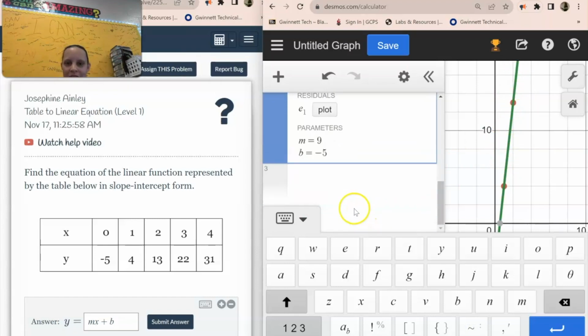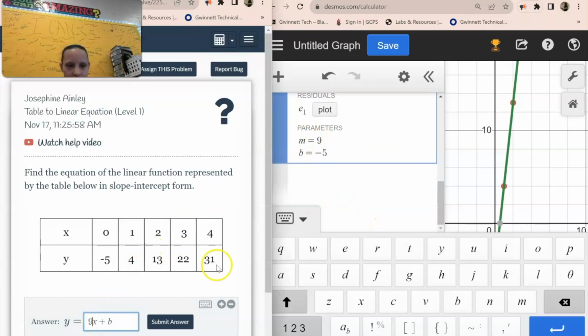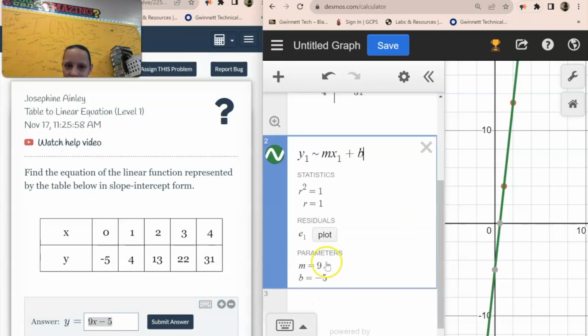All right, so my answers are m is 9. So I come to where m is and I put 9. And I go to where b is and put -5. I don't stop there. No. I'm going to make sure that I'm right because you have this calculator.